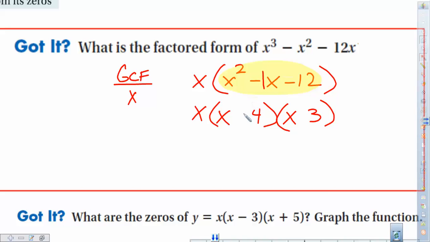So to pick up a negative 1, I think we need to lose 4 and then jump ahead 3 to put us at negative 1. I think we got it. Okay? This is us checking our work.